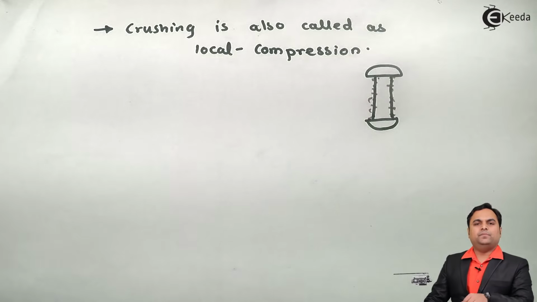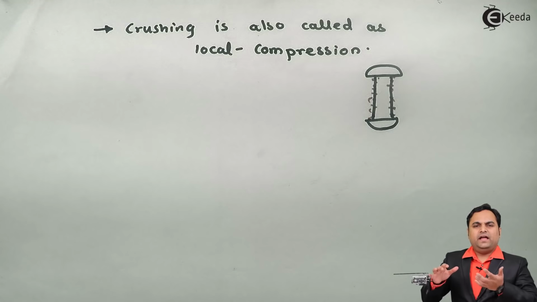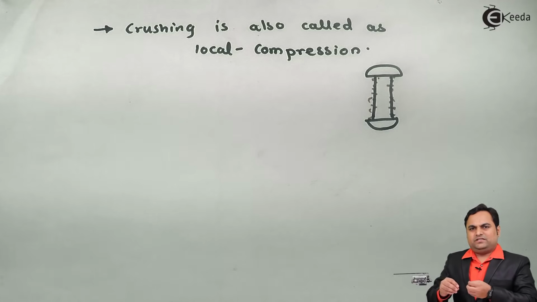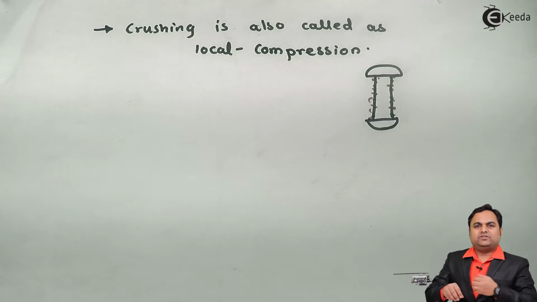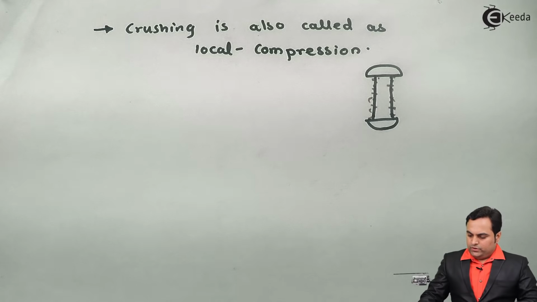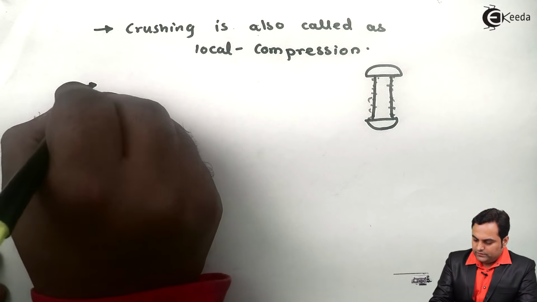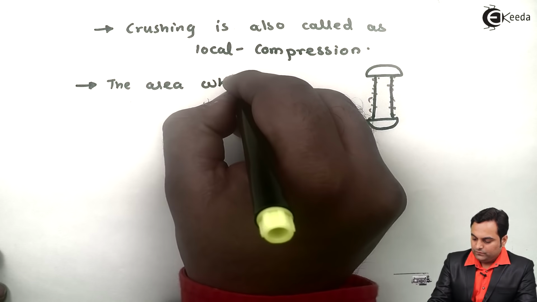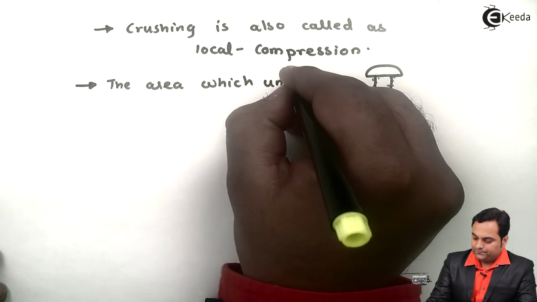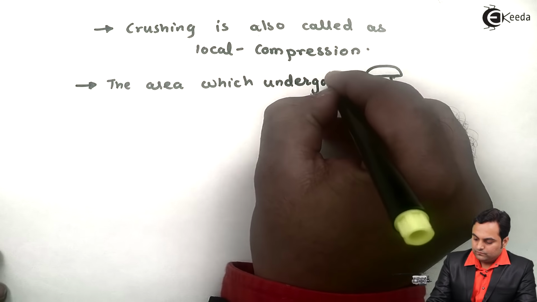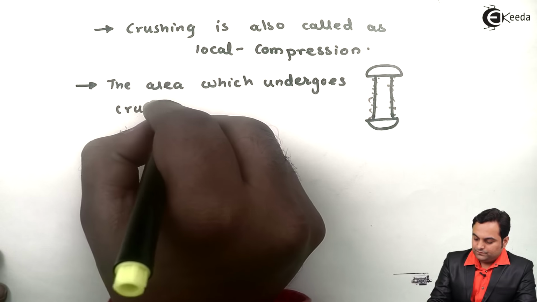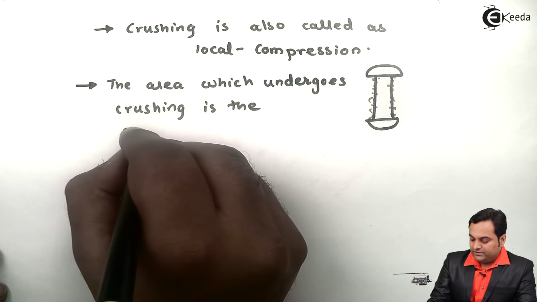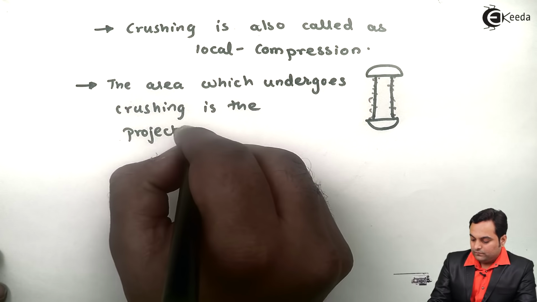So this is an example of crushing. Like we have a concrete, and if we apply compressive force over concrete, it just converts into fine powders, that is called local crushing. So here the area which undergoes crushing is the projected area.